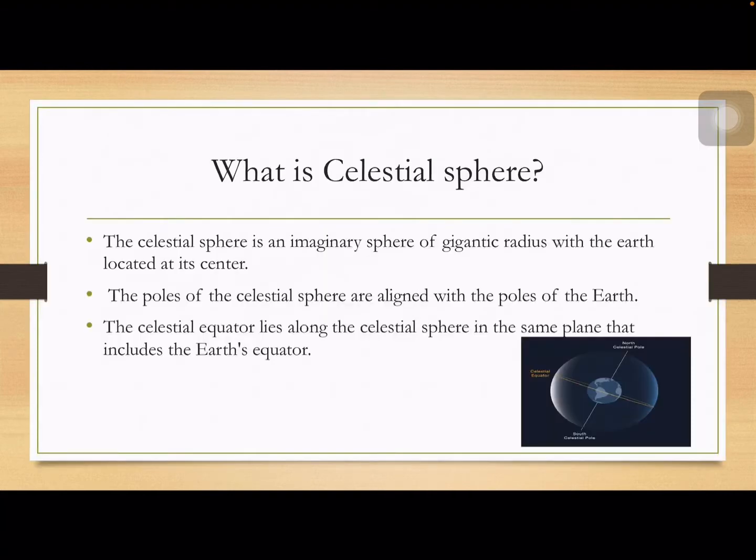What is the celestial sphere? The celestial sphere is an imaginary sphere of gigantic radius with the Earth located at its center. The poles of the celestial sphere are aligned with the poles of the Earth. The celestial equator lies along the celestial sphere in the same plane that includes the Earth's equator.